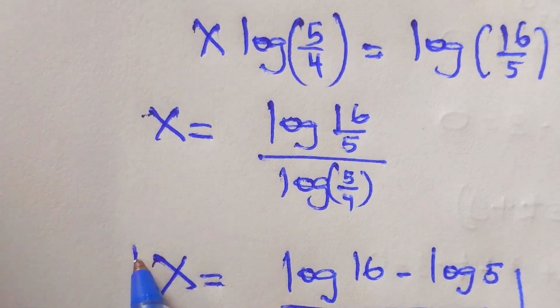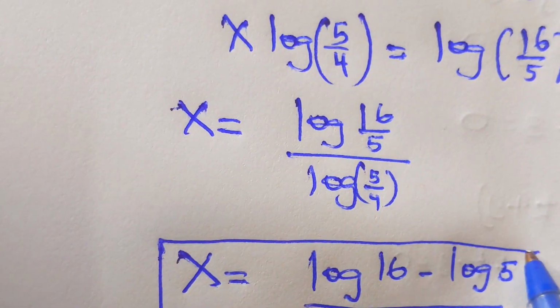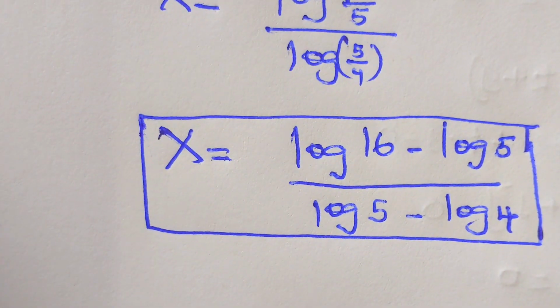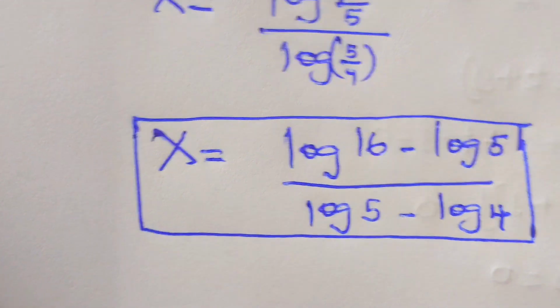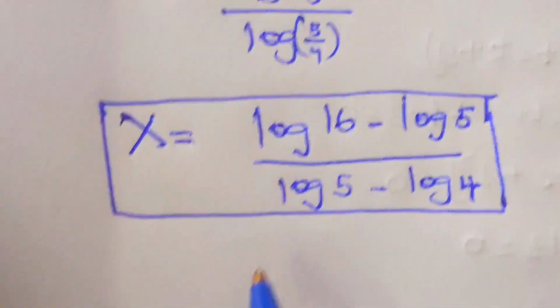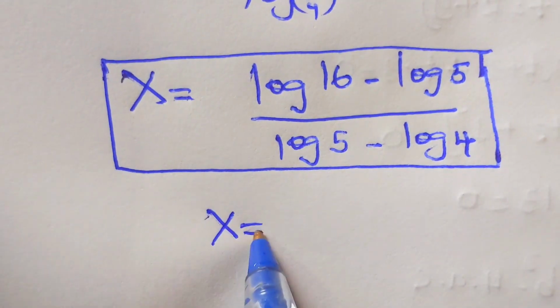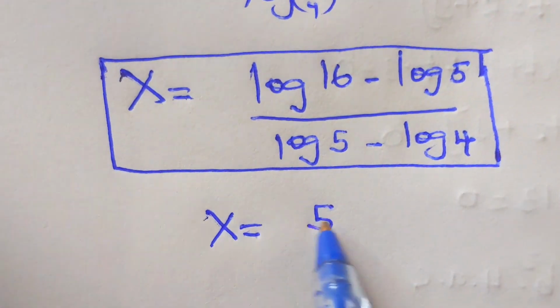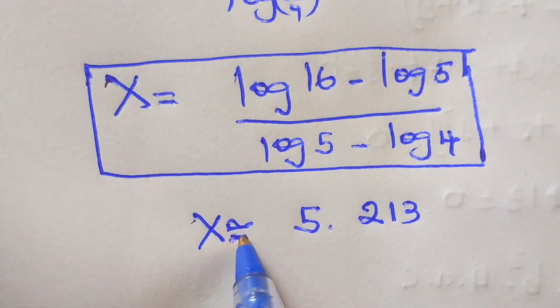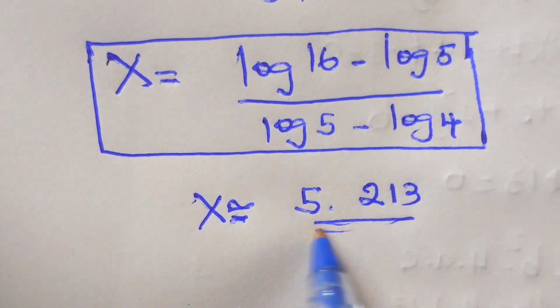And this is our solution right here. Of course, you can check whatever you want to check, but this is our solution. So our x is approximately equal to 5.213. This is the approximation that we have right here.